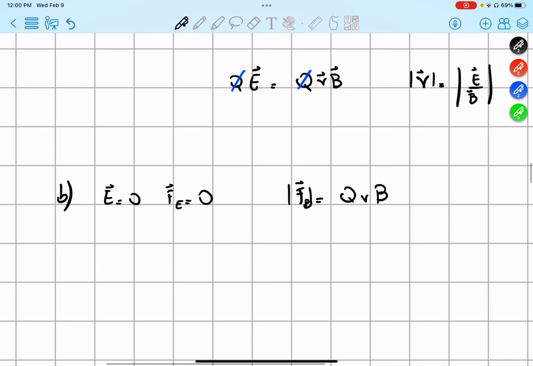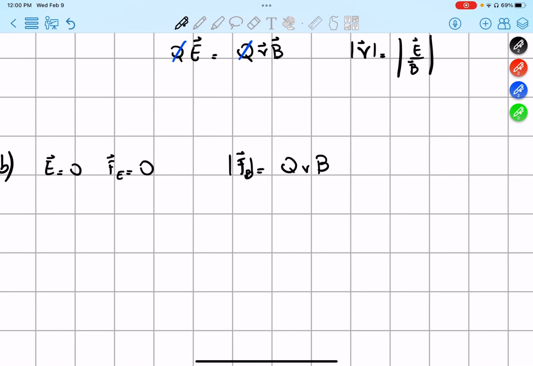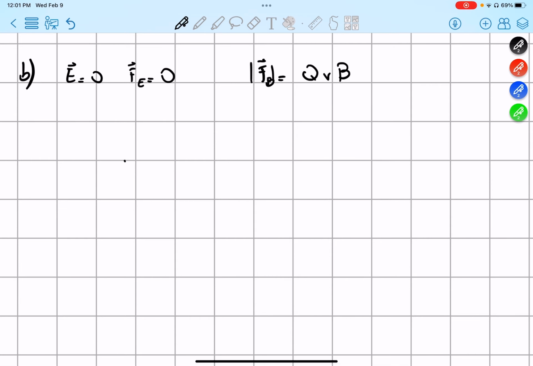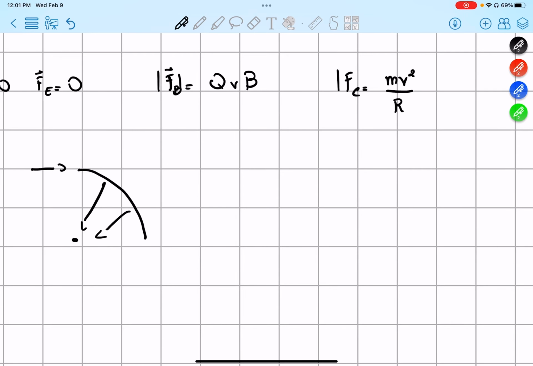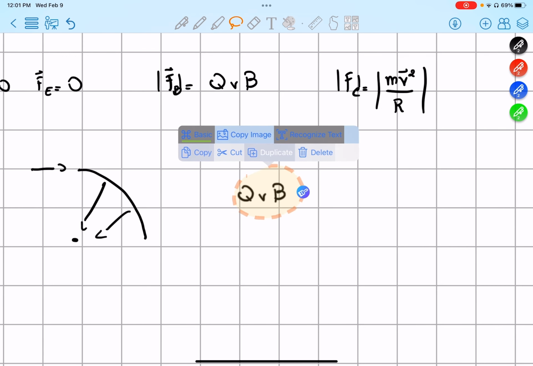Now this force is actually what is attracting our electrons towards the center of this curvature. So if we have electrons going this way and they start curving, the force that attracts them towards this point is our magnetic force. And we also know that this is the centripetal force. The centripetal force is equal to mv squared over r. So these two things are the same thing in our case. We're talking about absolute values, so Fc, the centripetal force, is equal to the magnetic force.